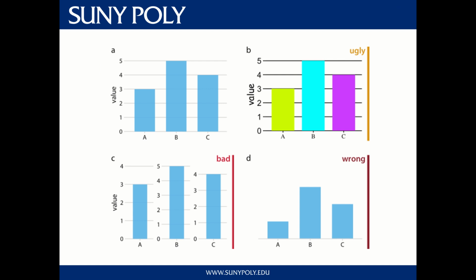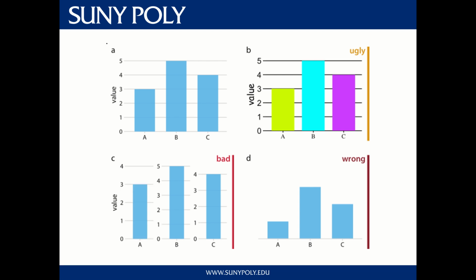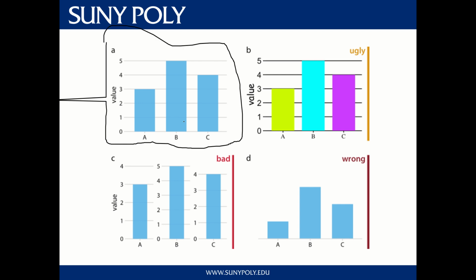Okay, so let me show you some examples of common errors. We have here four different plots. The first one is a simple plot. It's just a bar chart. It was created using Excel. It's comparing three categories, A, B, and C, right? And the values. So this is, let's say, a normal, an okay plot.